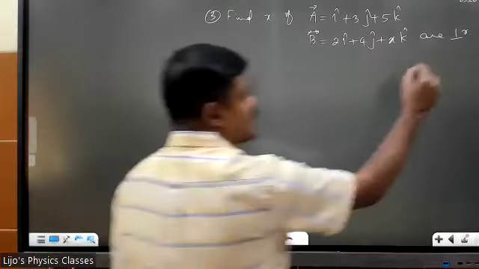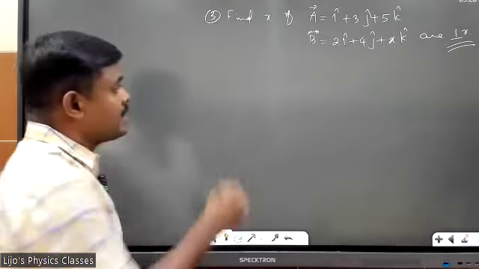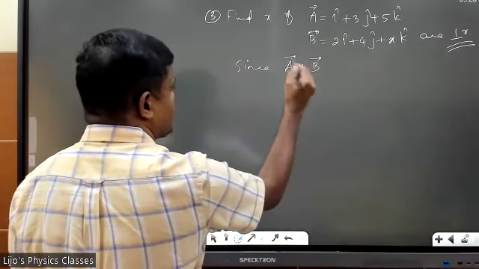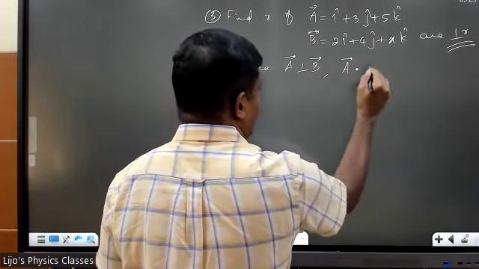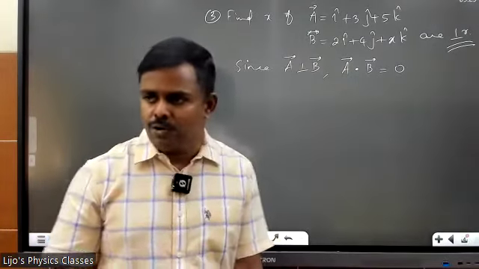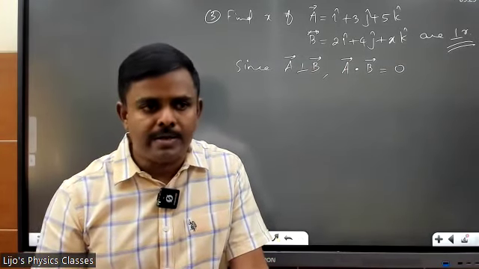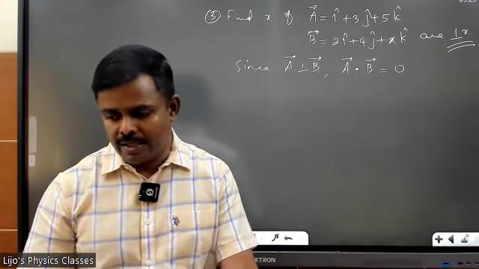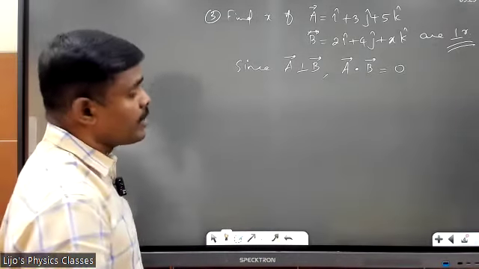The moment you see the word perpendicular, you should think about perpendicularity. Do you remember? Correct. Since A is perpendicular to B, they say that beforehand, right? What do we know? Tell me, Dhatri, what do we know? A dot B will be 0, correct? If two vectors are perpendicular, their dot product must be 0. Okay, dot product, we learned it already. So take the dot product.